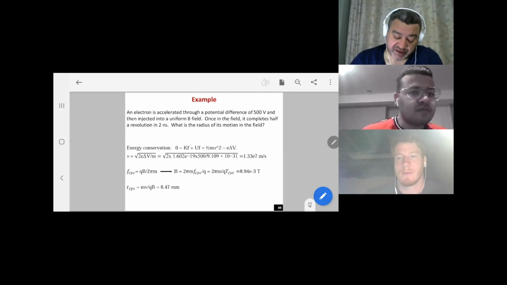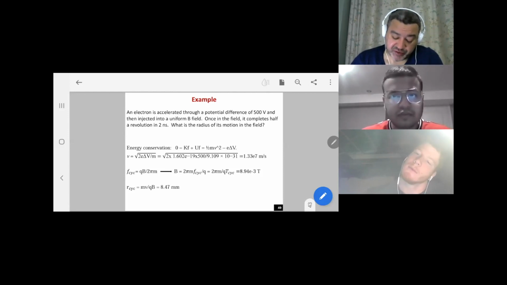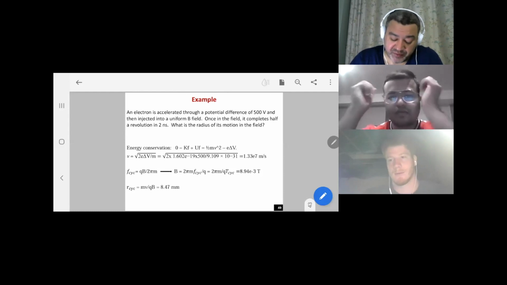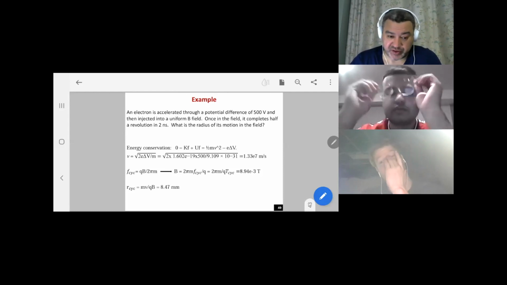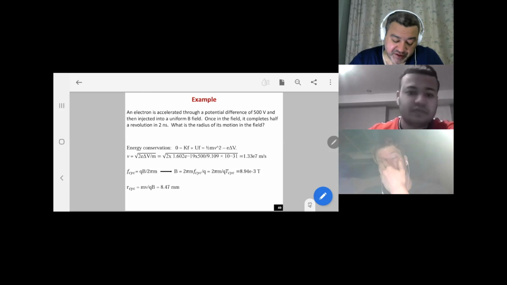An electron is accelerated, so we know the charge is accelerated, through a potential difference of 500 volts. So this is the delta V, and then it is injected into a uniform magnetic field.